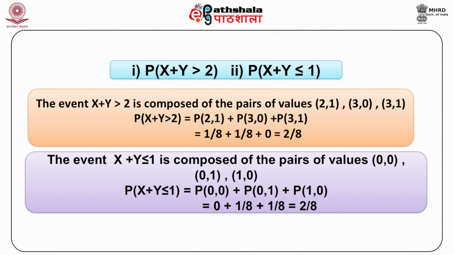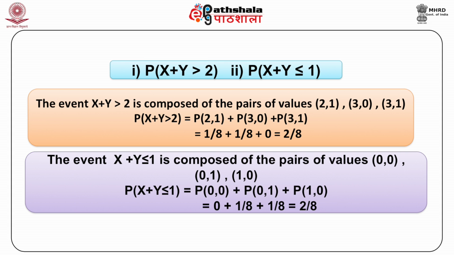Find, one, P(X plus Y greater than 2), and second, P(X plus Y less than or equal to 1). First, the event that X plus Y is greater than 2 is composed of the pairs of values (2, 1), (3, 0), (3, 1). Adding their corresponding probabilities from the table, we get P(X plus Y greater than 2) is equal to p(2, 1) plus p(3, 0) plus p(3, 1), which is equal to 1 by 8 plus 1 by 8 plus 0, which is equal to 2 by 8.